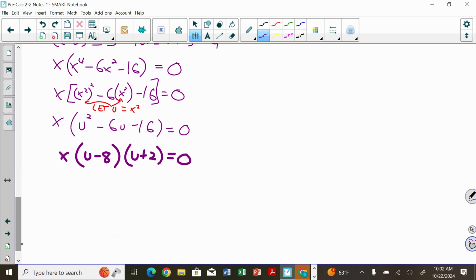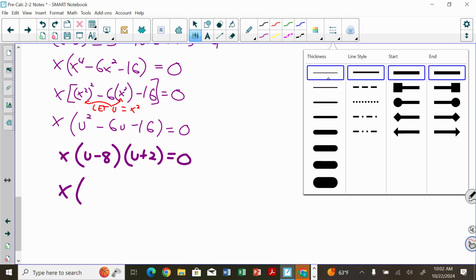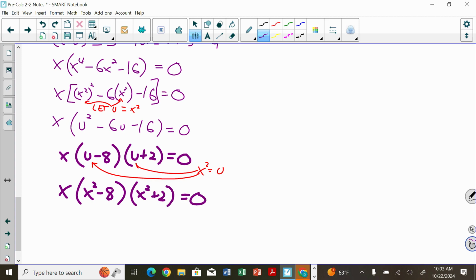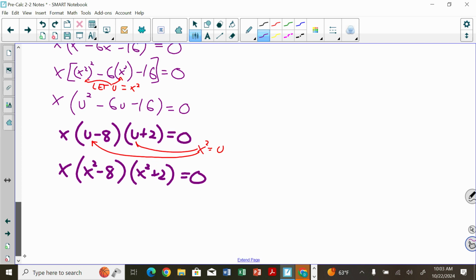Okay, so by doing that, I'm going to have x here. So now, like I said, what I'm doing is basically saying let u equal x squared, or x squared equals u. So I'm plugging those in here and here. So now I'm going to have x times x squared minus 8 times x squared plus 2 equals 0. And now I can go ahead and I can factor these out and solve.